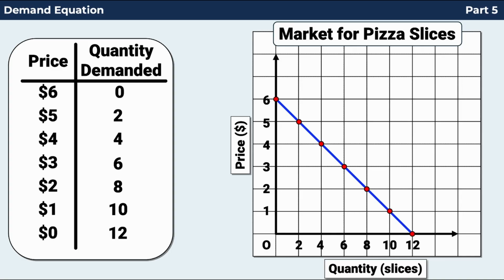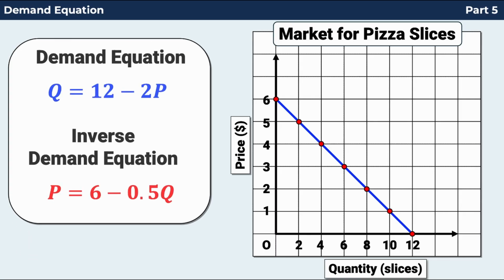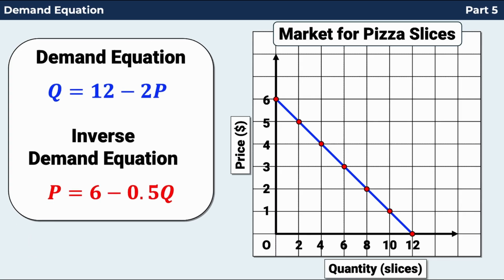So in this case, I just followed my pattern. At a price of $6, there's no demand. And at a price of 0, I would have 12 units demanded. And now I've extended all the way out. If you're in introductory economics, whether that be AP Micro, AP Macro, or University Intro, you should know how to find the equation of a line by looking at it on a graph. And the equation of the line is going to give you what's called the demand equation.